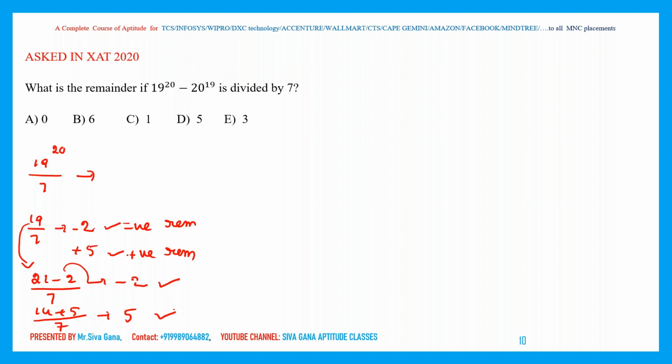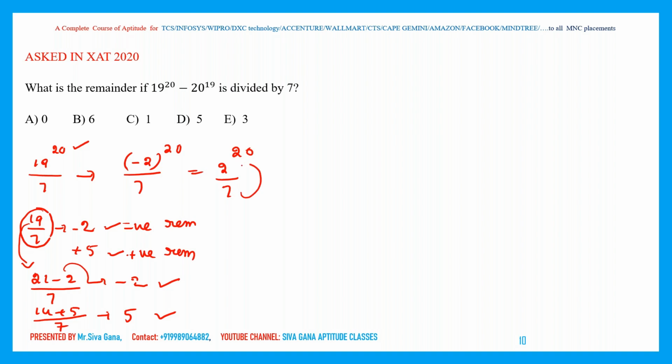We have to take either positive remainder or negative remainder, but finally you have to say the answer in terms of positive remainder. Now for this, 19 by 7, the remainder is minus 2. Negative remainder minus 2, minus 2, minus 2, how many times? 20 times, which is nothing but (minus 2) power 20 divided by 7. This is what we got, right? This is simply 2 power 20 divided by 7.